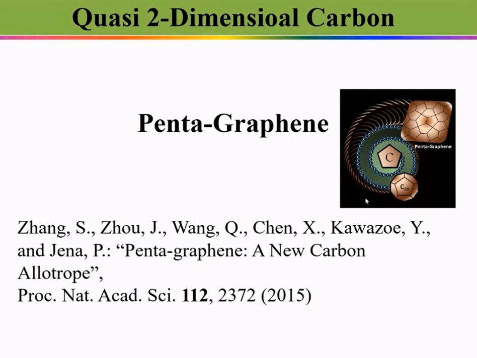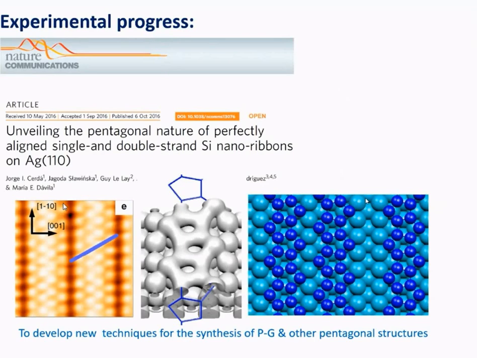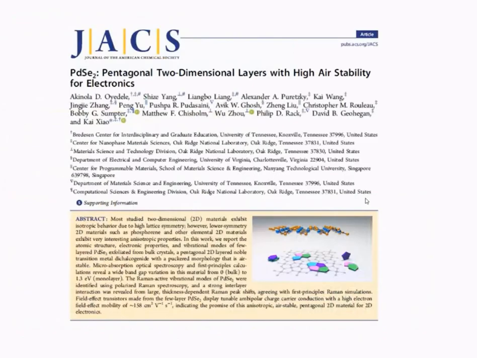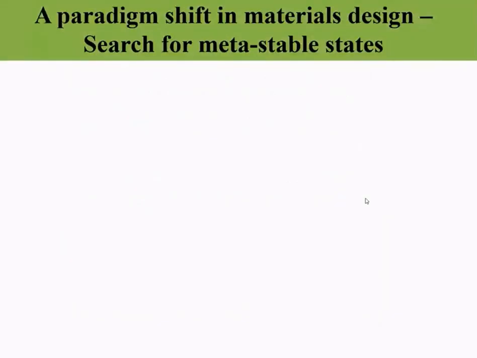But this paper has given rise to a whole range of publications, about 200 papers per year on pentastructures. And they have been found, for example, in silicon nanoribbons. They have been found, for example, in palladium diselenide, and there is also penta ice, but nothing has been found in carbon. So our next target was, is it possible that we can find a way to synthesize it experimentally in the lab?